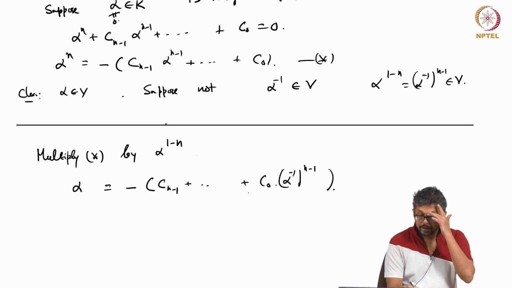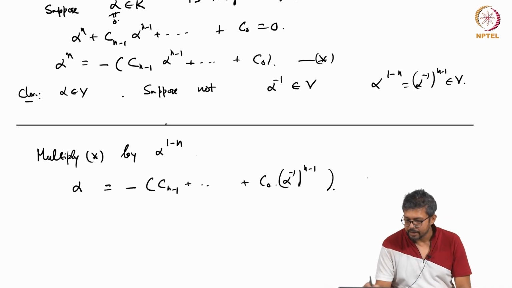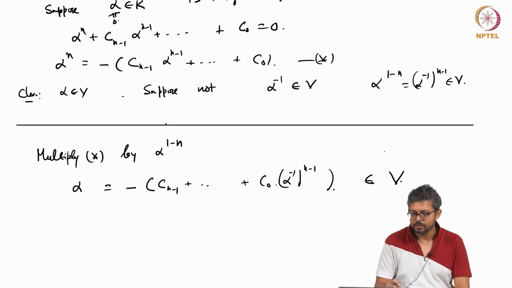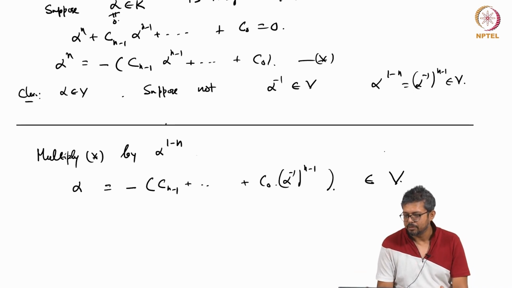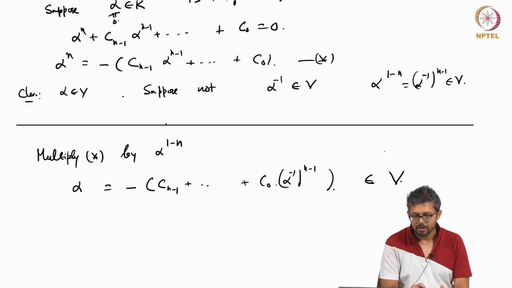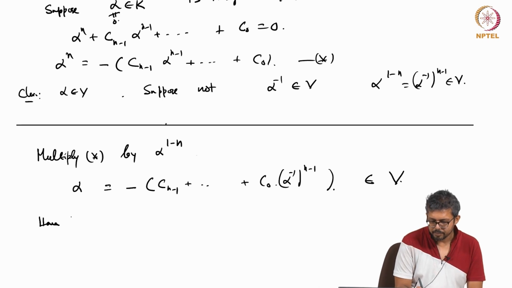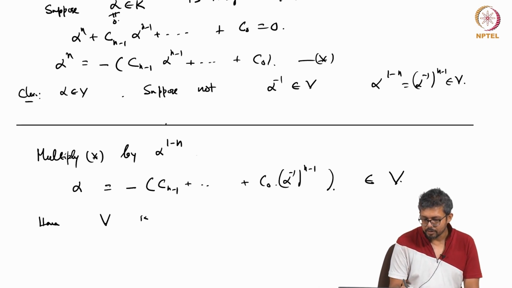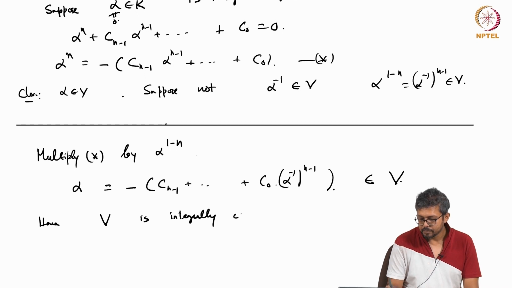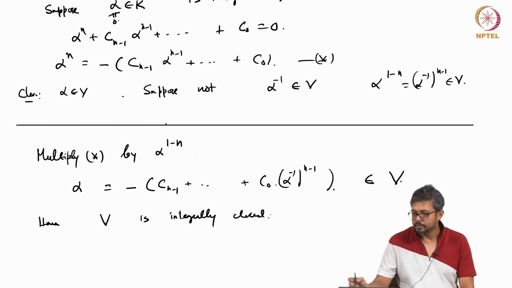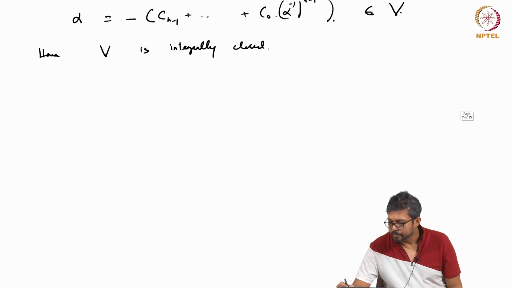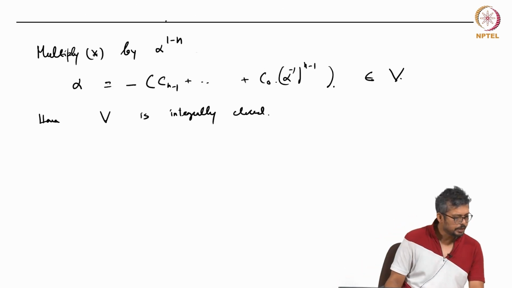Now, by definition, the right hand side belongs to V, because everything is a power of alpha inverse. So, the right hand side is in V. That will say that alpha belongs to V. So, hence V is integrally closed. So, this is a property.